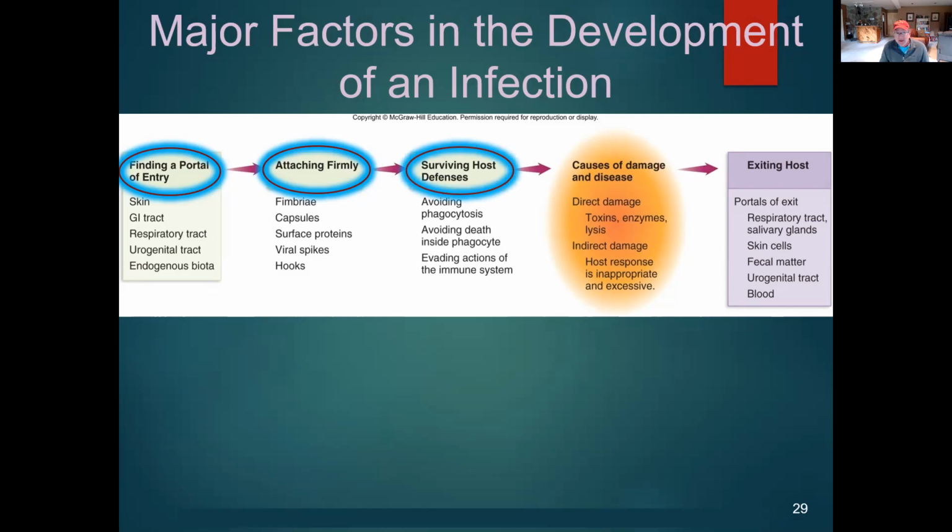And assuming that they can adhere to tissues, survive the effects of phagocytosis and other immune responses, how do they cause tissue damage? We'll talk about that. And finally, we'll also describe some portals of exit, how these microbes leave the body and perhaps go on to infect other people, right?